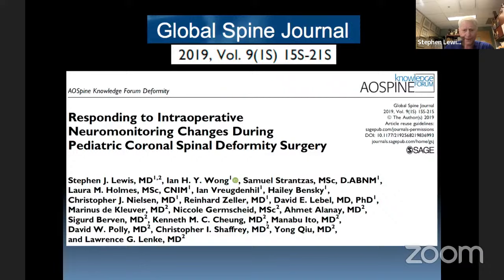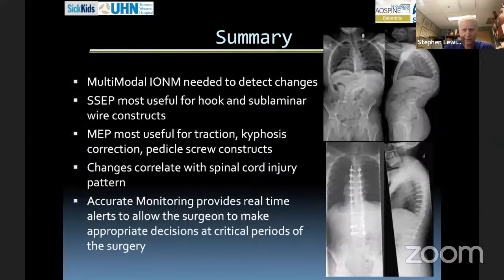And we also wrote about perfusion versus traumatic spinal cord changes in our pediatric group undergoing non-3-column osteotomies, showing similar findings, with algorithms that we hope to reproduce in our new global international multi-center study. So I think at the end of the day, multimodal intraoperative neuromonitoring is needed to detect these changes. The SSEP is really useful for traumatic type events, very good in hook and sublaminar wire constructs. MEP is really important for perfusion, and you're not going to pick up a perfusion-based injury without MEP.